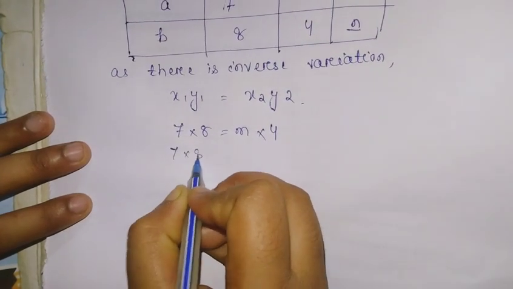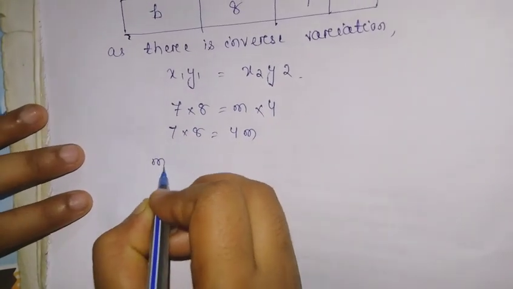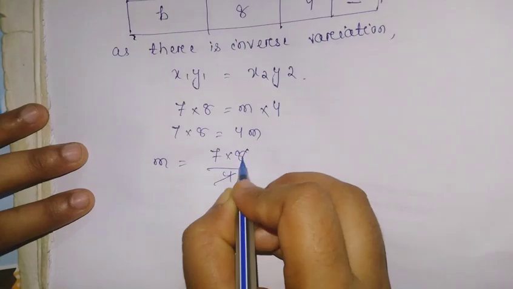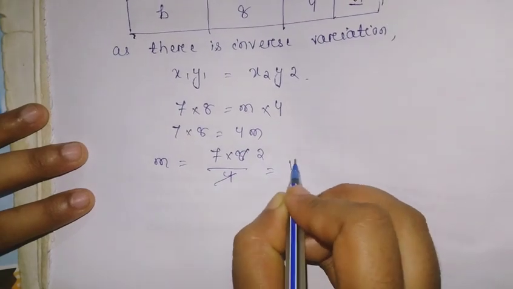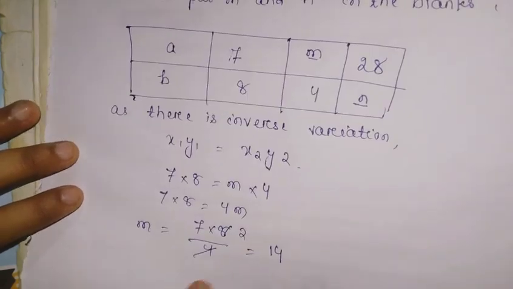7 into 8 equals 4m. Then m equals 7 into 8 divided by 4. 4 twos are 8. Then 7 twos are 14. Similarly, we find n.